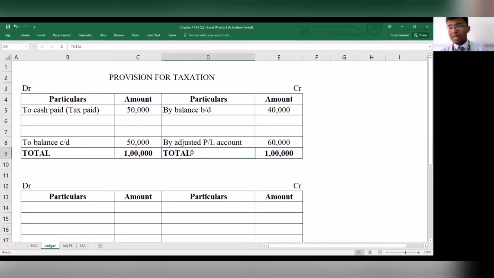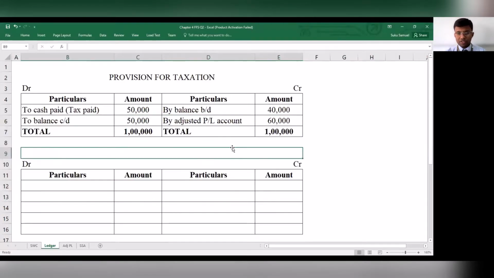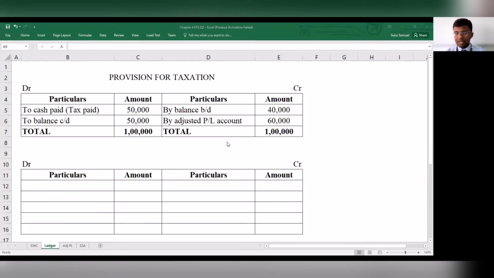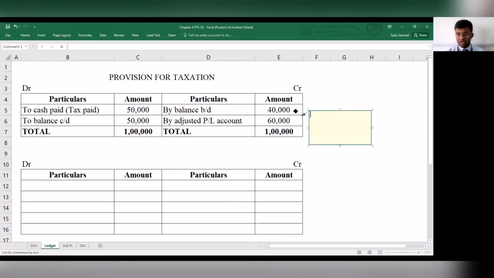Now, when will you have a balancing figure falling on the credit side? You will have a balancing figure falling on the credit side when it's an income. So what kind of an income can you have in provision for taxation? The income that you can have in your provision for taxation is when you add a new amount.